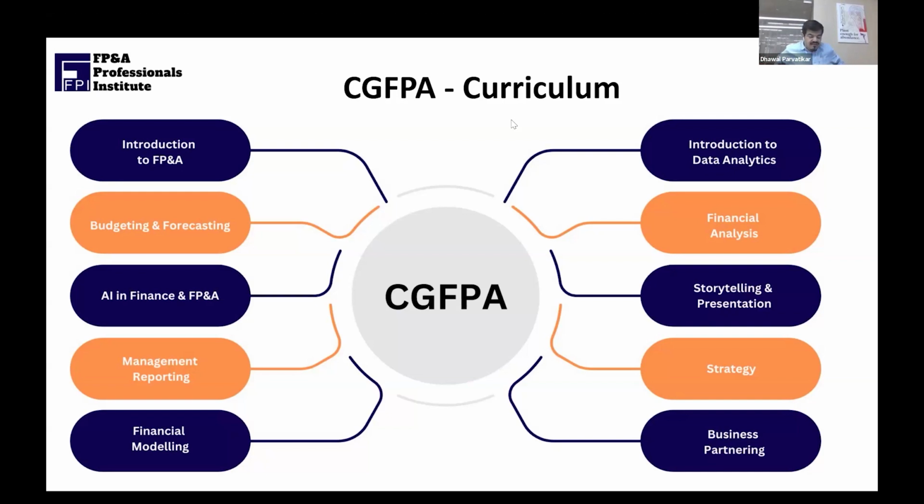Strategy, again, every strategic decision taken in the company has some finance overlap, right? If you have to take a strategic decision, like let's say I want to start operations in a new country, you cannot take that without sound financial evaluation. So in the strategy module, we cover all those popular strategy frameworks which have an intersection with FP&A, with practical case studies and how these frameworks can be used.